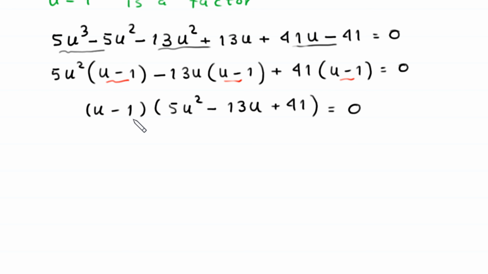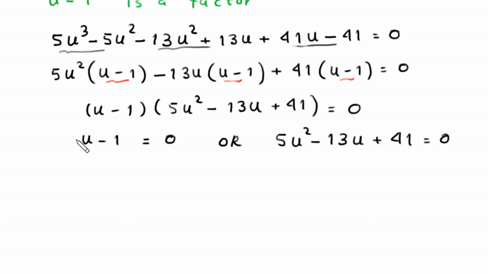And from here is this expression u minus 1 equal to 0, or this expression 5u squared minus 13 times u plus 41 equal to 0. From this equation we get the value of u equal to 1, and from this equation we see whether the discriminant of this quadratic equation is less than 0 or greater than 0. The discriminant, that is also called delta, is equal to b squared minus 4ac.